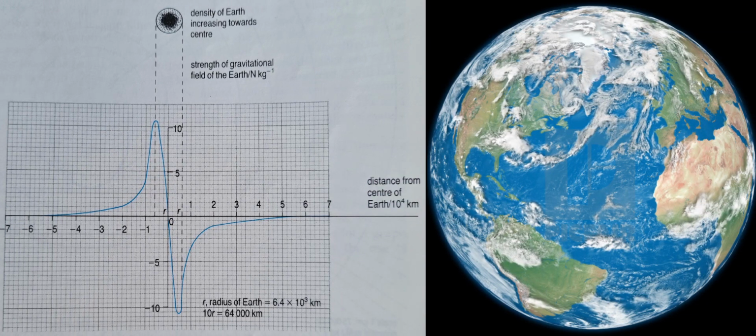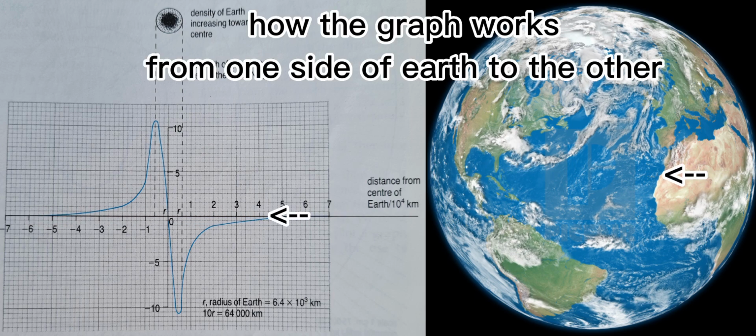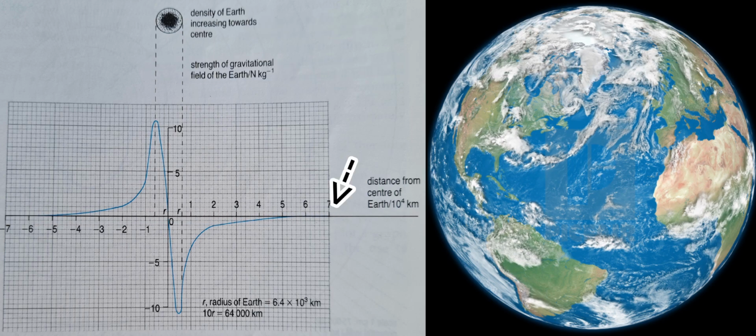The second reason is that the graph shows the direction of the field is in opposite directions on opposite sides of the Earth. On the diagram, the field on the right hand side acts towards the left. This shows that it has a negative value. The field on the left hand side acts towards the right and is shown as the positive side.